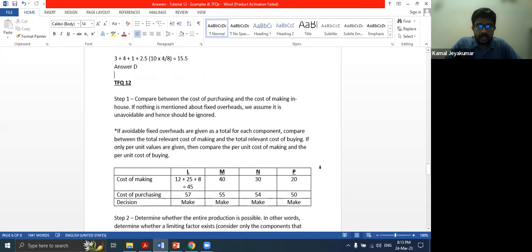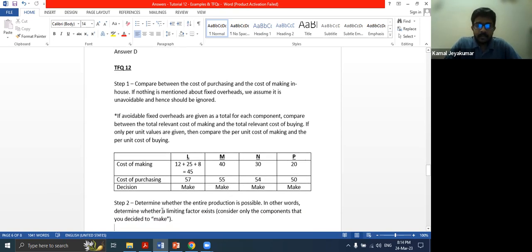Now let's quickly look at a note. Compare between the cost of purchasing and the cost of making in-house. If nothing is mentioned about fixed overheads, we assume it is unavoidable and it should be ignored, right? That's what I mentioned earlier. If avoidable fixed overheads are given as a total for each component, compare between the total relevant cost of making and the total relevant cost of buying. If per unit values are given, then compare the per unit cost of making and the per unit cost of buying.